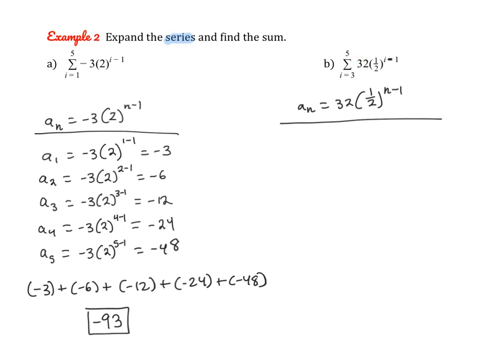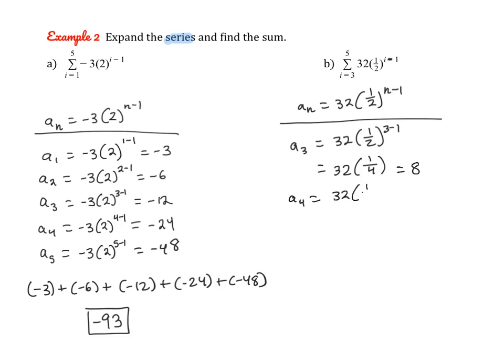So this time we're starting with the third term. So let's find that. So 32 times 1/2 to the power of 3 minus 1. So 1/2 squared, 1/2 to the power of 2, is 1/4, which essentially just means 32 times 1 divided by 4, which is 8. Let's find the next term, the fourth term.